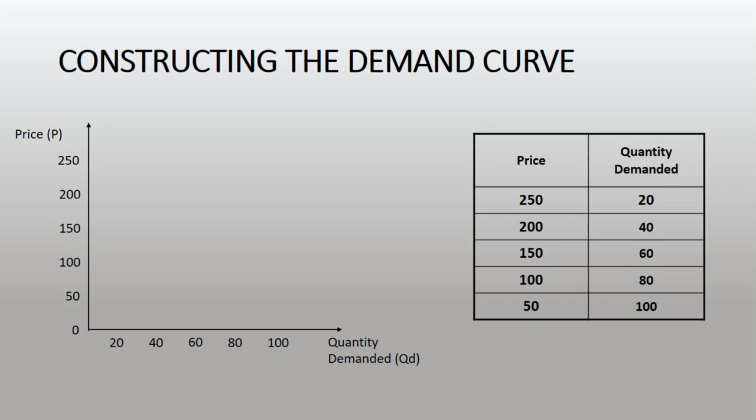So we look at price 250 and we see quantity demanded is 20. So we look for that spot, we find it, we label it. We then carry on in that same fashion going down the list. So at price 200 we demand 40, at price 150 we demand 60, at price 100 we demand 80, and at price 50 we demand 100.